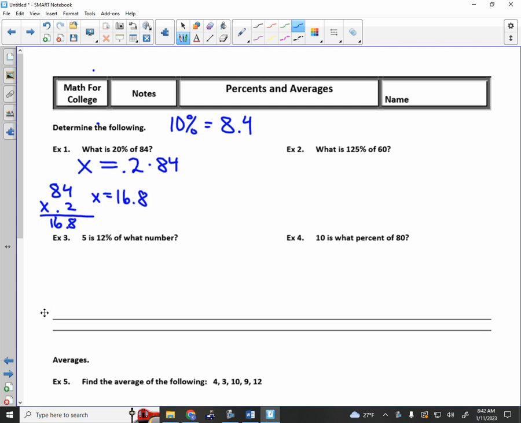All right, we try this one. What is 125% of 60? So again, how do I write 125% as a decimal? 1.25. A lot of times people write it as 0.125. They always think that the decimal goes out front. Not always, it just moves 2 places over. Of 60, so it's times 60.